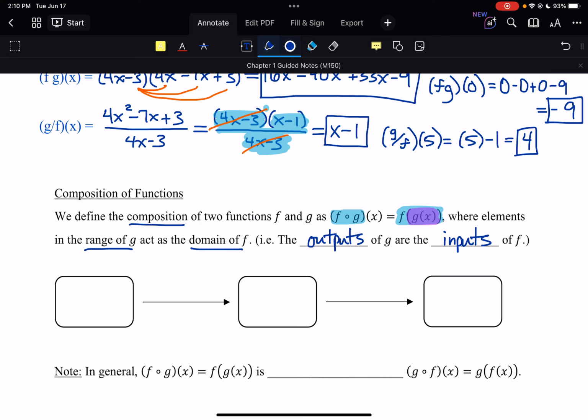Okay. So if we look at this on our input-output diagram, like we've seen before, we have x, and then we run that through g, and we get g of x, whatever that result is. Then we take that and run it through f, and we get f of g of x.